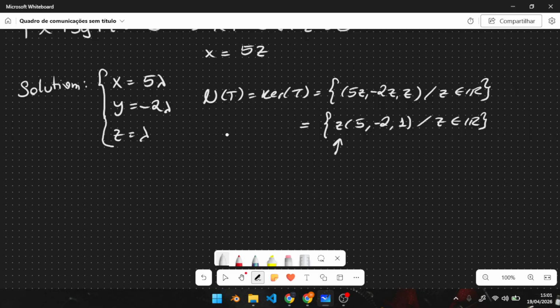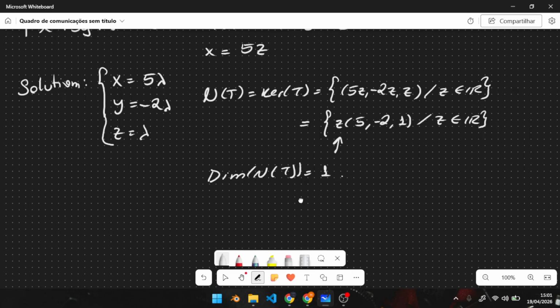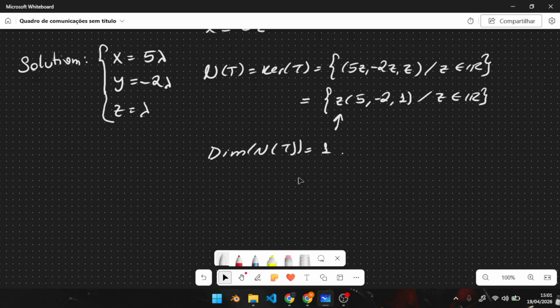In our case, we only have one free variable, so that means the dimension of the null space here is 1. Okay, and the last question is: what is a basis for the null space? For you to get a basis in the null space, you just have to set a value for z.